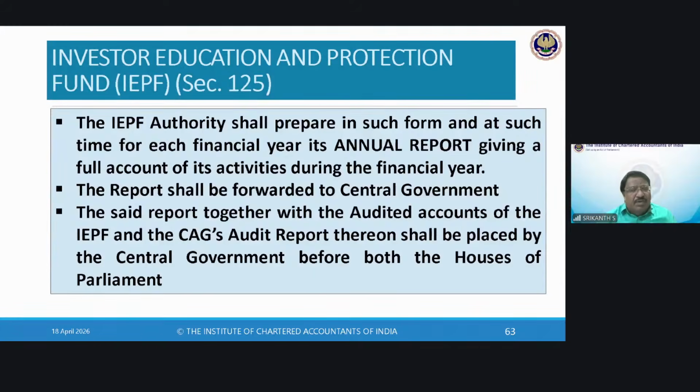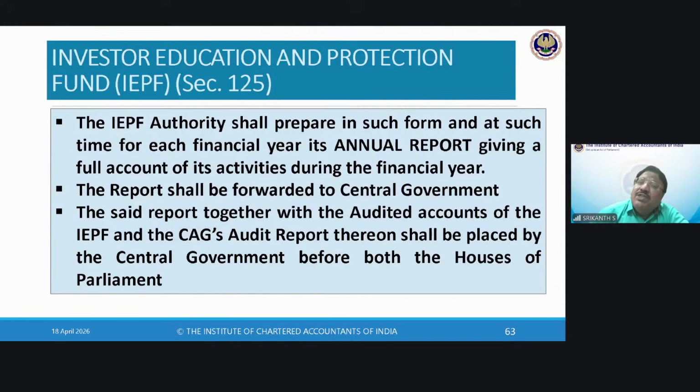So the Minister for Corporate Affairs will present the IEPF and CAG's audit report before both the houses of parliament. Please note it. This fund is a public fund, so everything should be transparent. You and I, as citizens of this country, are entitled to know how this fund has been utilized, where the money has come from. They cannot say this is confidential. In fact, they have published the report. The report will thereafter be available as a public document.